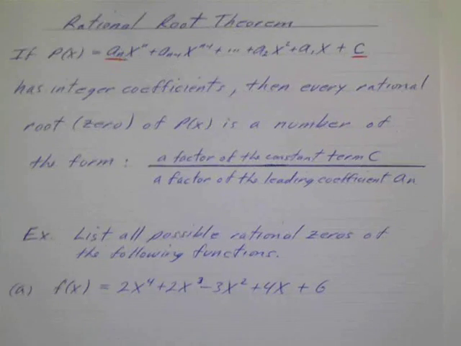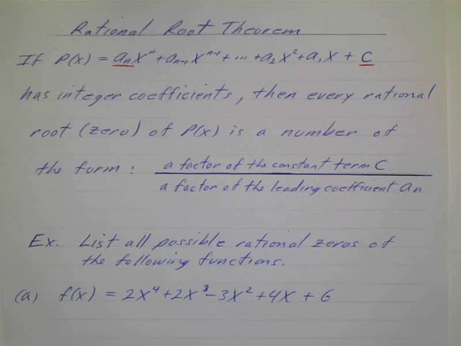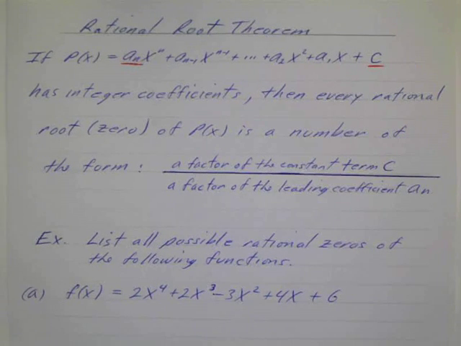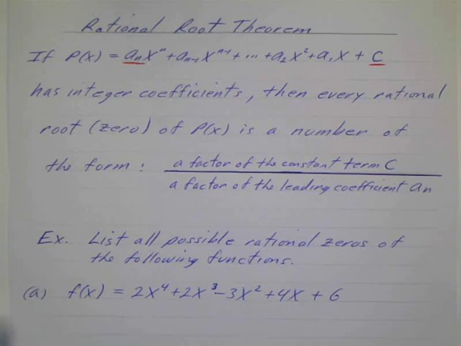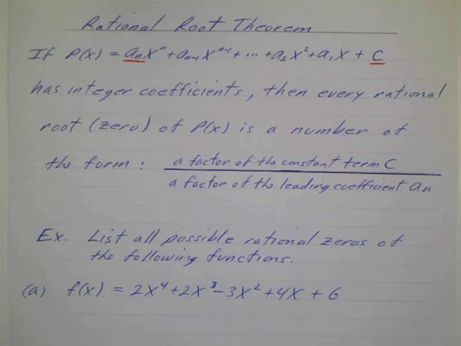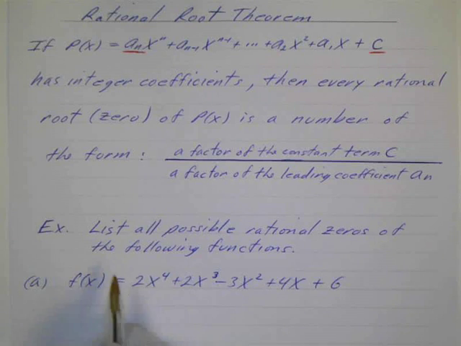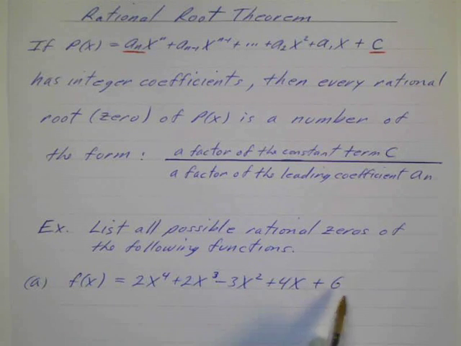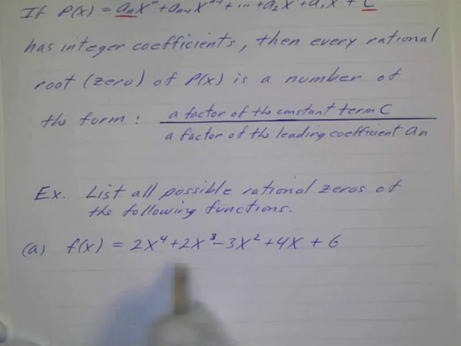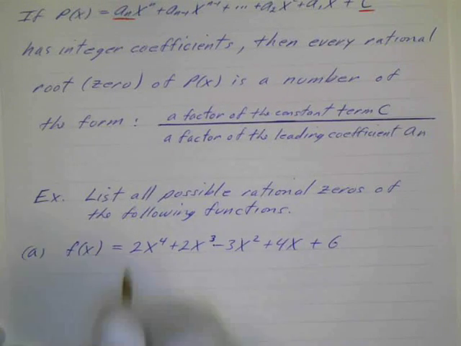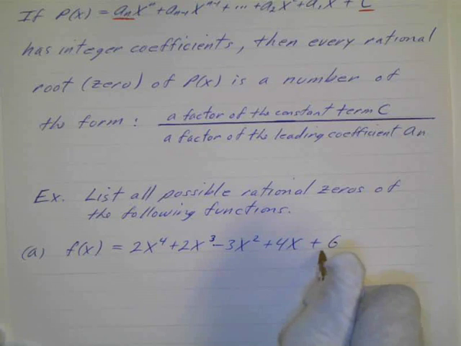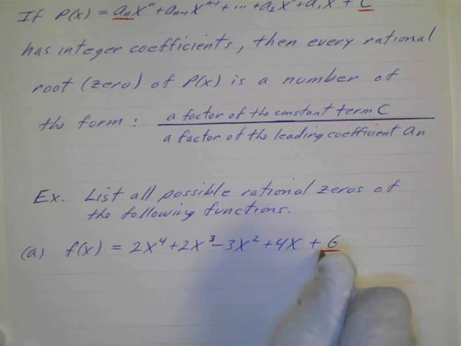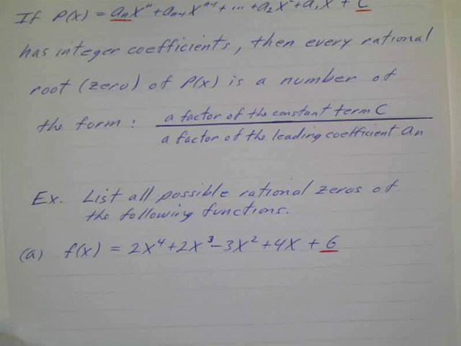Okay, so here's an example. Like I said, these are sometimes tricky when written in general form, but when you see an example, you'll see how easy it is. It says list all possible rational zeros or roots of the following functions. Here's a, f of x equals this. We look at just the leading coefficient and the constant term. Here's the constant term, and here's the leading coefficient.